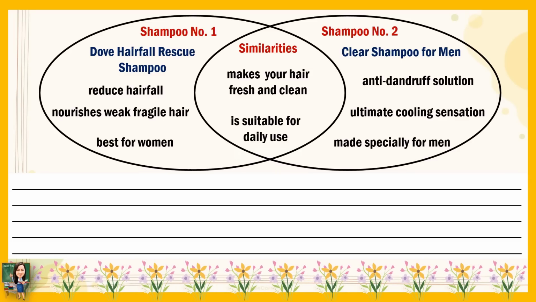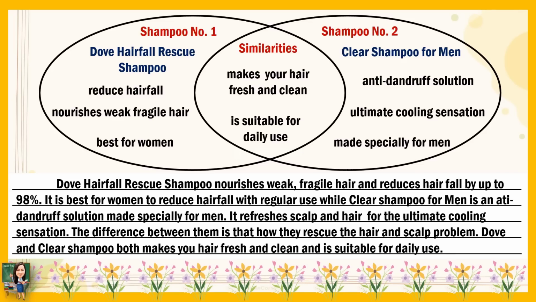And here is my example paragraph. Dove Hair Fall Rescue Shampoo nourishes weak, fragile hair and reduces hair fall by up to 98%. It is best for women to reduce hair fall with regular use, while Clear Shampoo for Men is an anti-dandruff solution made specially for men. It refreshes scalp and hair for the ultimate cooling sensation. The difference between them is how they rescue the hair and scalp problem. Dove and Clear Shampoo both make your hair fresh and clean and are suitable for daily use.